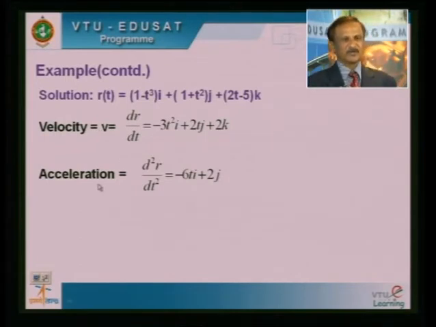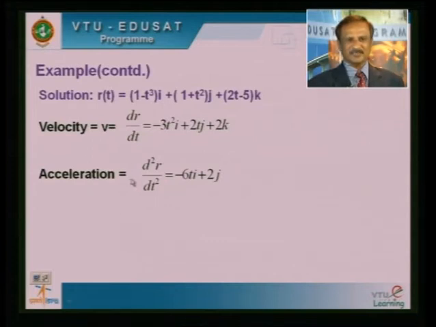And similarly, you can calculate acceleration, denoted by small a, that is equal to d square r upon dt square. You have to differentiate one more time. So the derivative of minus 3t square is minus 6t i, plus the derivative of 2t is 2 into j. The derivative of 2k is constant, so I hope you will get 0.